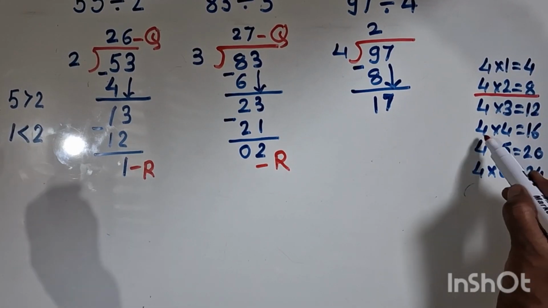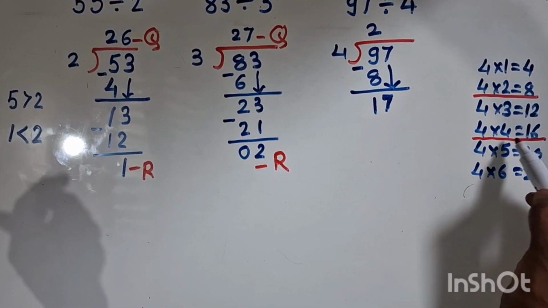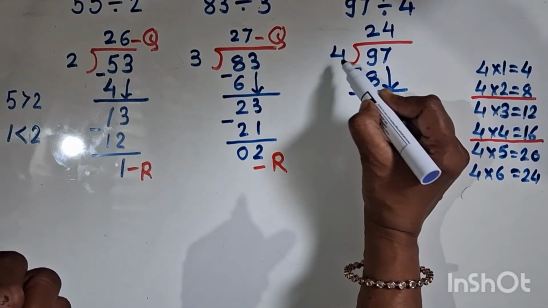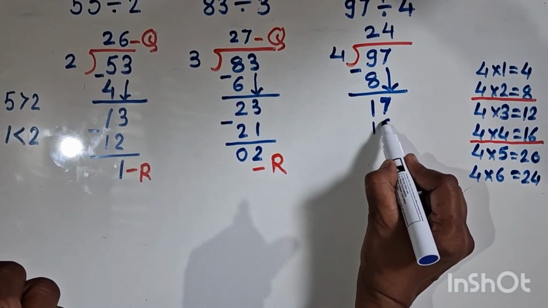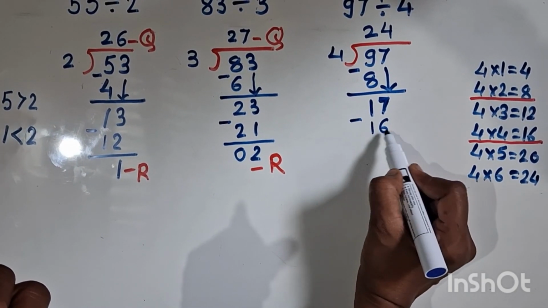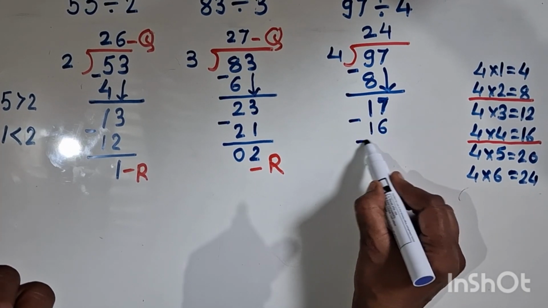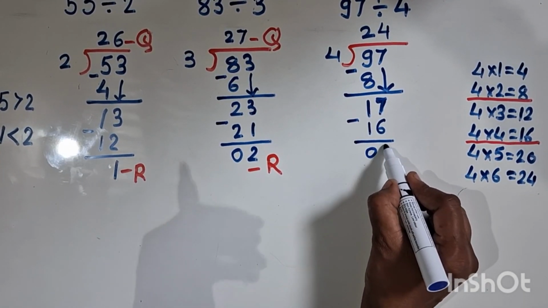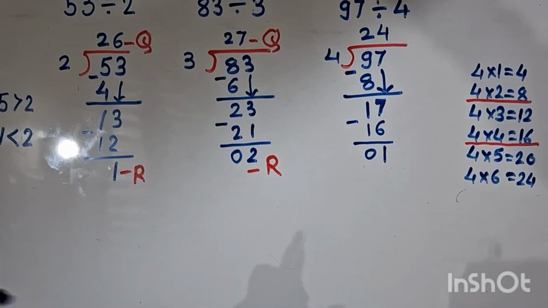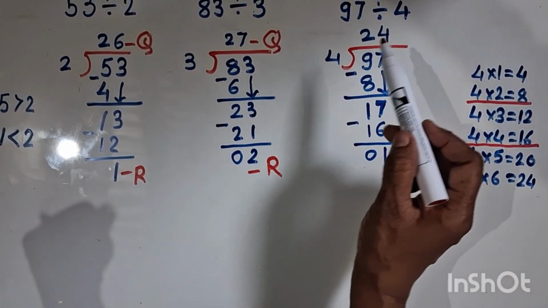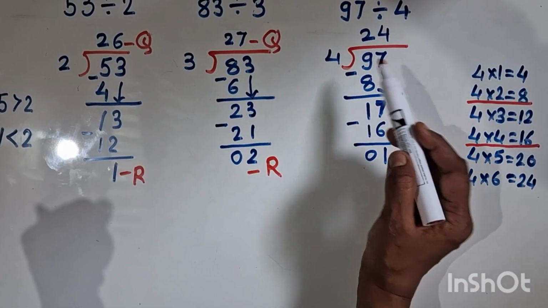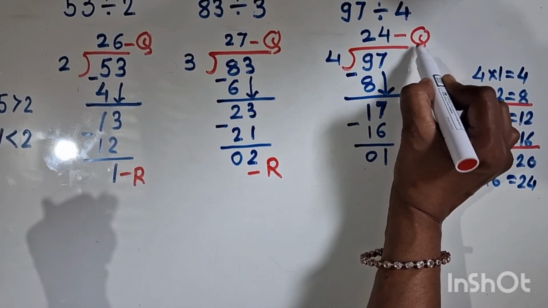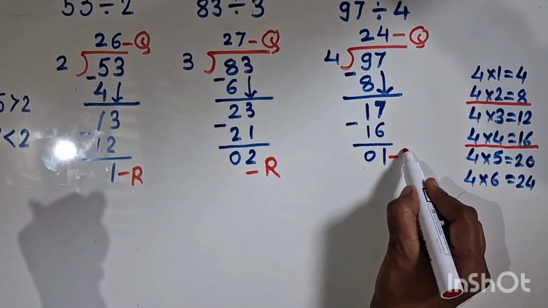That is 16. 4 4s are 16. Here we write 4. 4 4s are 16. Subtract that 16 from 17. 17 minus 16, our remainder is 1. That means, what is our answer of 97 divided by 4? Our answer is 24. That is our quotient. And 1 is our remainder.